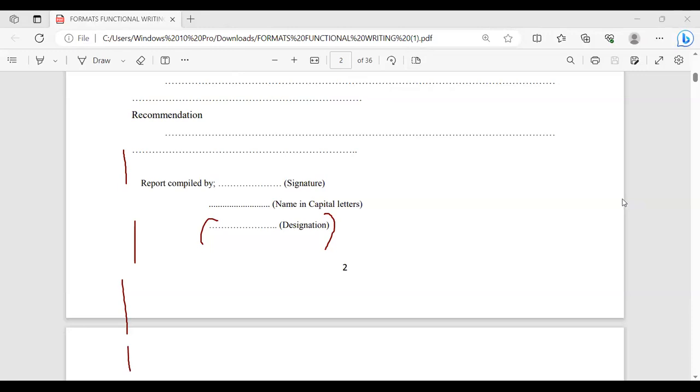Then we have what we call the incidental report. An incidental report is where you are reporting about something that was not planned. It was not planned, it was accidental. That report is written in paragraph form. It doesn't have subtitles. So you just write as if you are writing a statement.